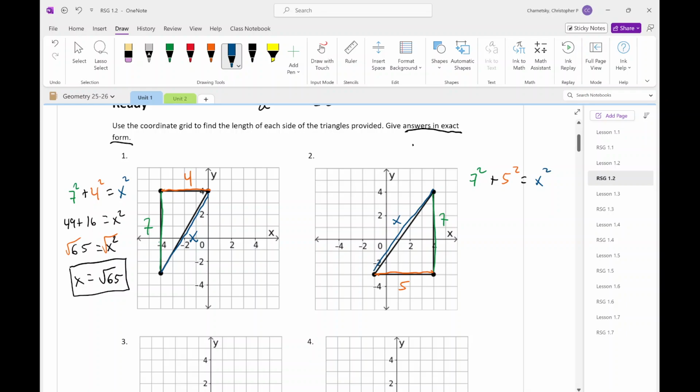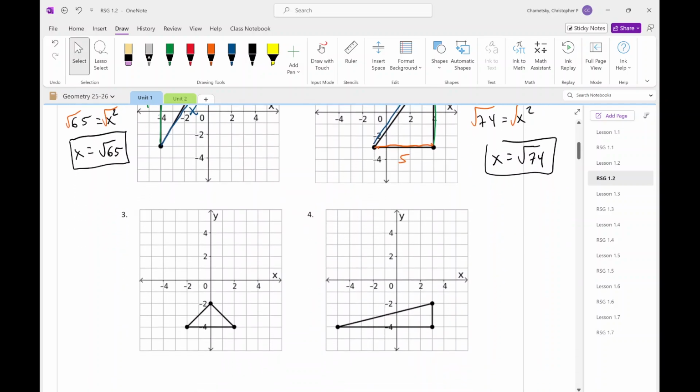7 squared is 49. 5 squared is 25 equals x squared. 49 plus 25, that is going to be equal to 74. And we take the square root of both sides, and we get x is equal to the square root of 74.